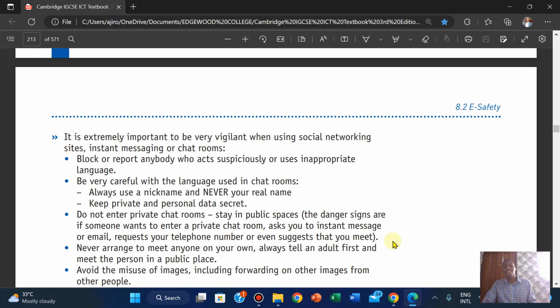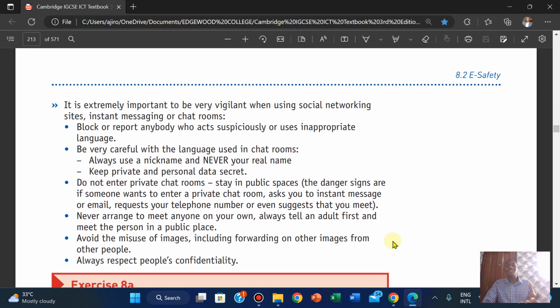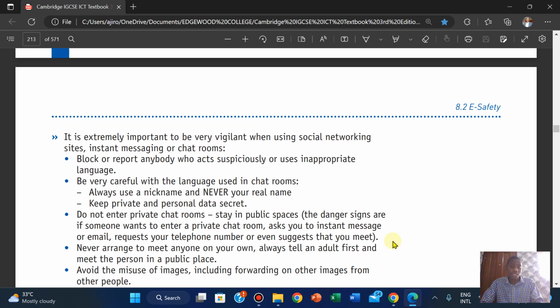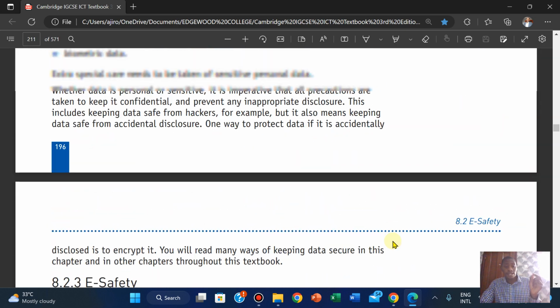Avoid the misuse of images. Okay? Including forwarding messages or images from other people. Don't just forward people's messages. Please. Don't. And always respect people's confidentiality. If it is confidential, please respect their confidential information. Don't just go around posting it and lashing out at them. No. Okay.